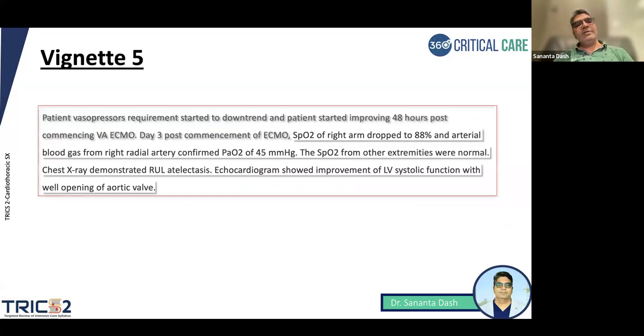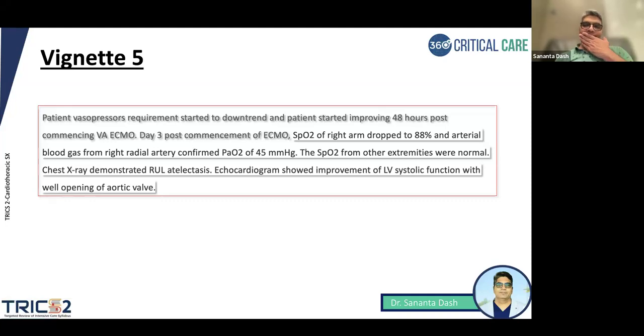We need 5. The patient's vasopressor requirement started to downtrend and the patient started improving 48 hours post commencing the VA ECMO. Day 3 post commencement of ECMO, the saturation on the right arm dropped to 88%, and arterial blood gas from the right radial artery confirmed a PaO2 of 45 millimeters of mercury. The saturation from the other extremities was normal. Chest X-ray demonstrated a right upper lobe atelectasis. Echocardiogram showed improved LV function with well opening of the aortic valve.